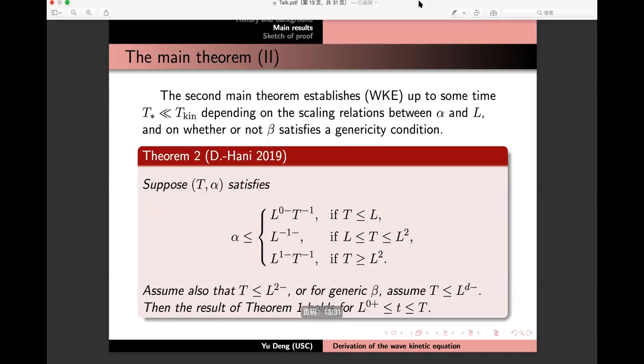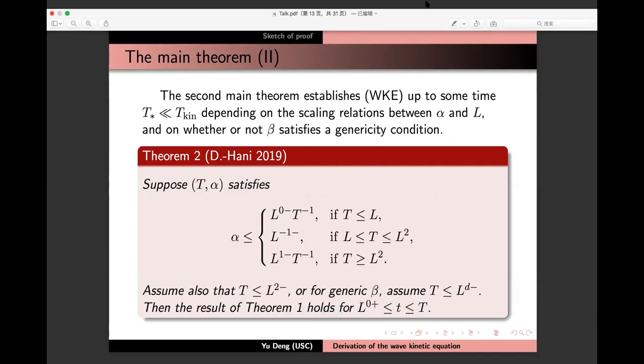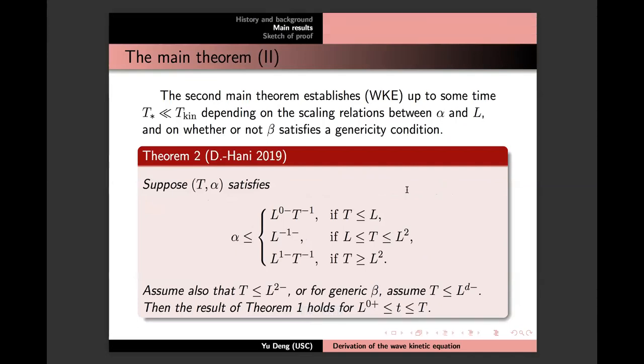Okay, so let me make a few remarks on this. Before this was the second theorem, theorem 2. Theorem 2 established the wave-kinetic equation for other scaling laws between alpha and L. We are able to establish the wave-kinetic equation up to some time scale which is much shorter than the kinetic time scale, and this time scale T star actually depends on the scaling relations between alpha and L, and also on whether or not beta satisfies the genericity condition.